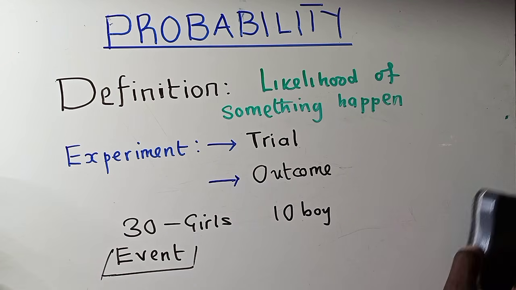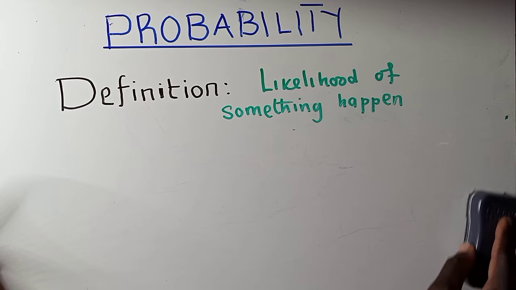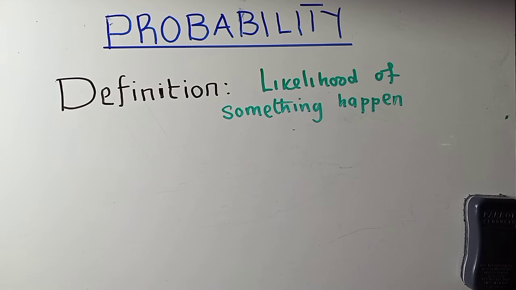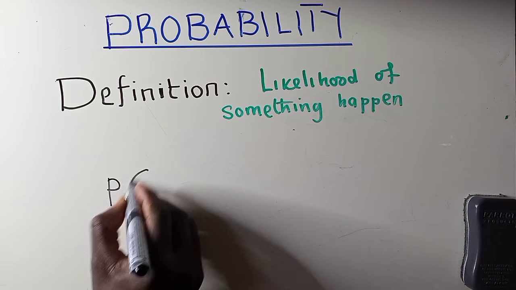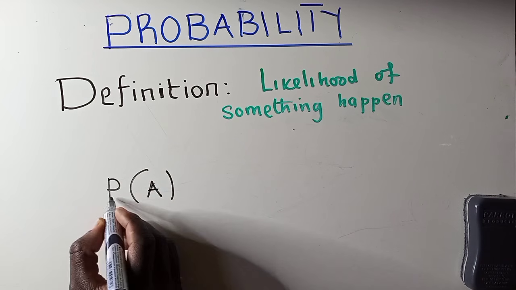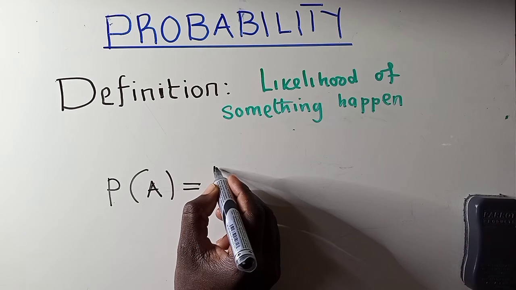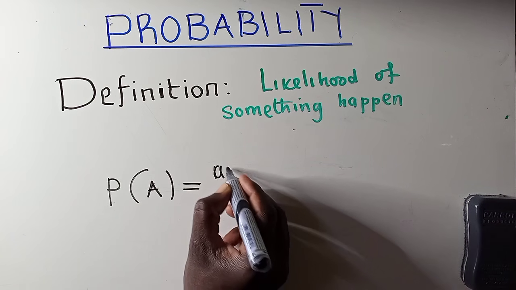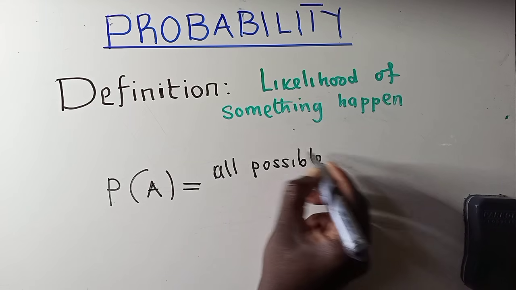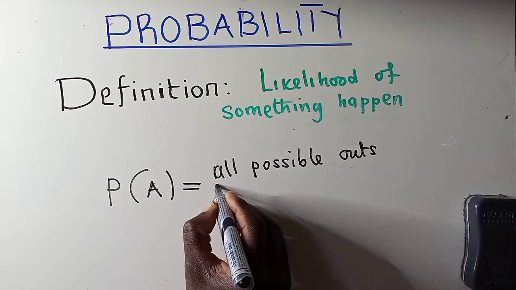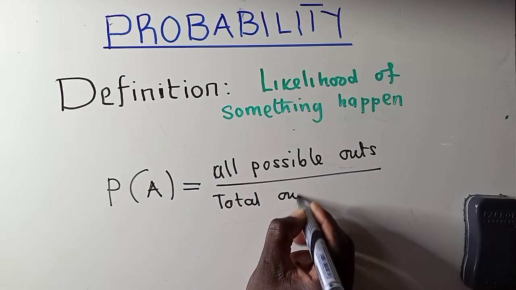The other thing that you must put into consideration is the formula. So the formula for finding probability: let's say an event A, the probability of event A will be equal to possible outcomes over total outcomes.